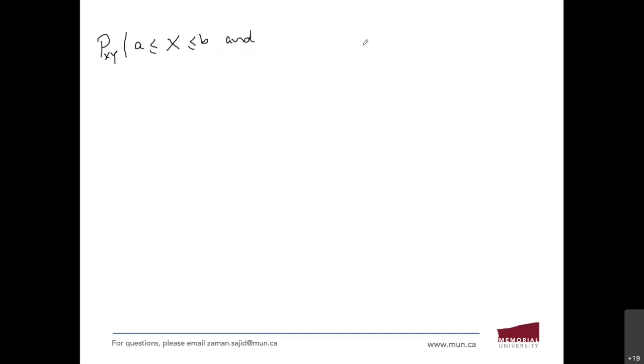The second variable is y. I'm going to give it a range of c and d. So y is greater than or equal to c and less than or equal to d. This is the range of this variable. This should be equal to f of x, y, where x and y are the variables.